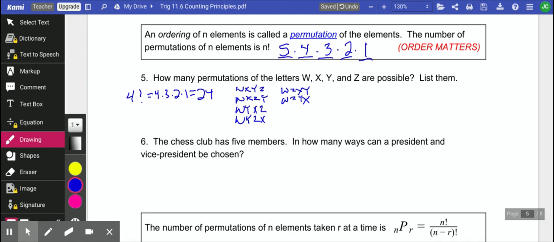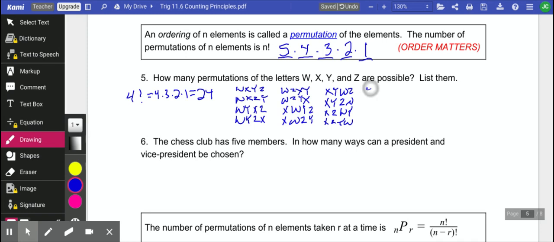So now let's put another letter first. We'll put X. So X, W, Y, Z, or we could have X, W, Z, Y. And then we could do X, Y, W, Z, X, Y, Z, W, and then X, Z, W, Y, and X, Z, Y, W. Those are all the possibilities starting with X.